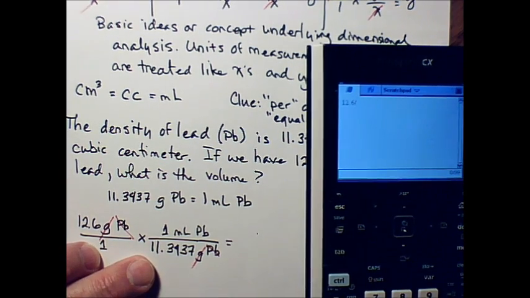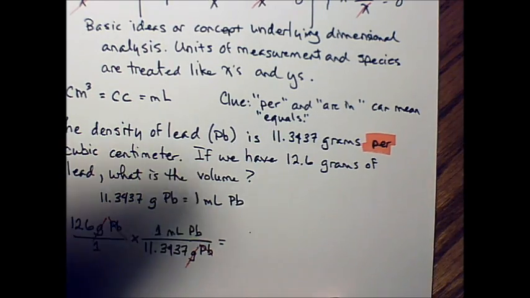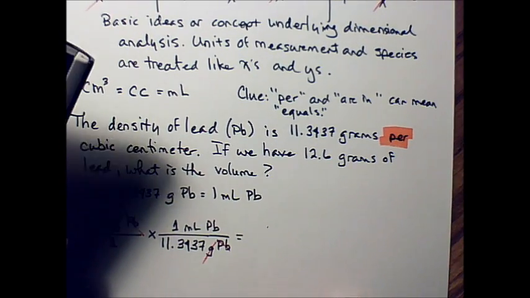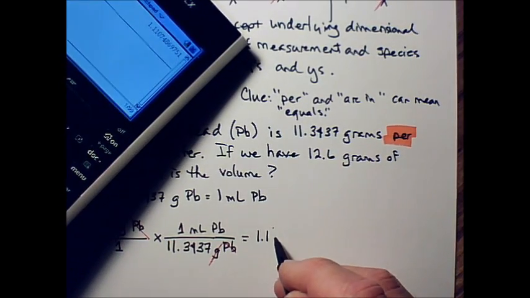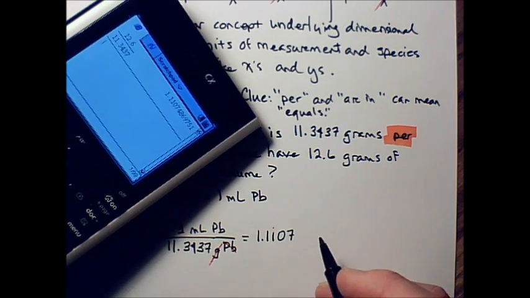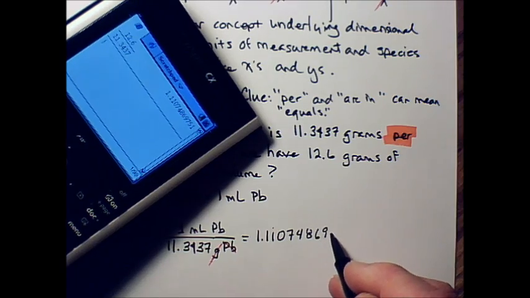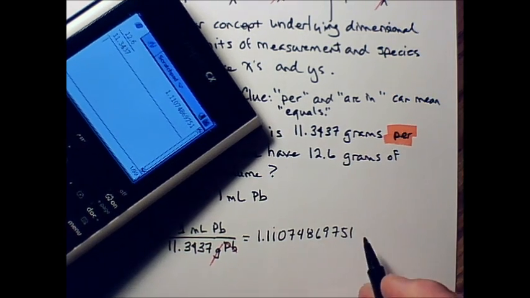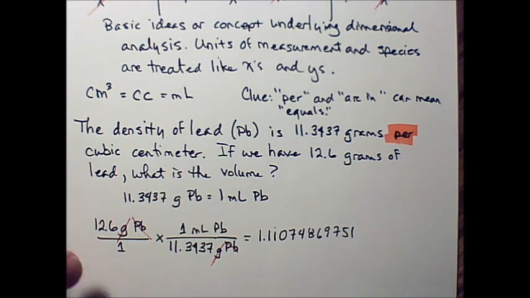You want to divide by 11.3437. Okay? Let's write that whole number down. Does your calculator only say 1.1 or does it have more numbers? Alright, so 1.1107486 9751. Now yours doesn't have to have that many digits, okay?